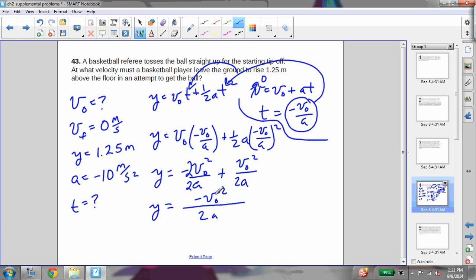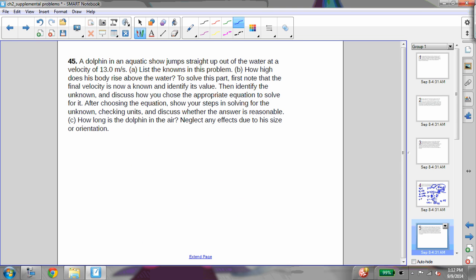And then I can put in my values here. I have y equal 1.25 meters equals negative V naught squared over 2 times negative 10. And solving this for V naught, I find that V naught is equal to 5 meters per second. That's the end.